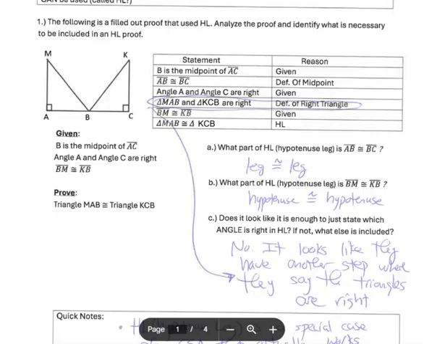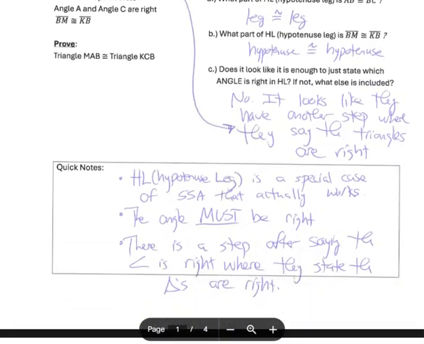You have to have a hypotenuse congruent to hypotenuse, leg congruent to leg, and in your proof, you have to state that the triangles are right. The angles are right first, and then the triangles are right. So that is the main, most important thing to remember from HL. Quick notes: HL, hypotenuse leg, is a special case where SSA actually works. The angle must be right. There's a step after saying that the angle is right where you state the triangles are right. Rather than saying the angles are right, therefore they are congruent, you say the angles are right, therefore the triangles are right.